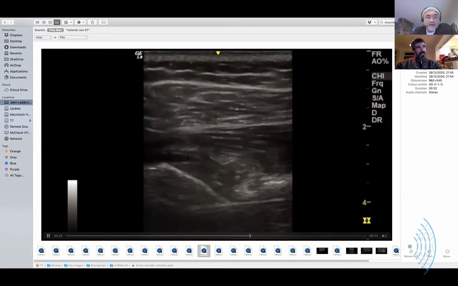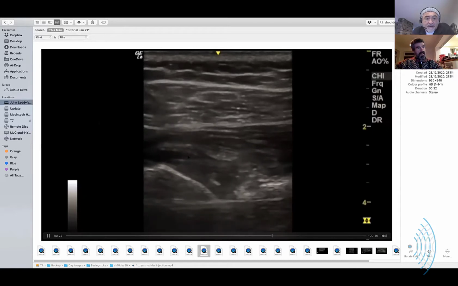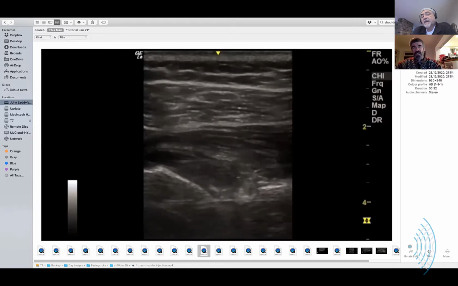Do you see it as it tightens up? Yes. And that's only after about 6 mils. So you actually get the stretch quite early on.